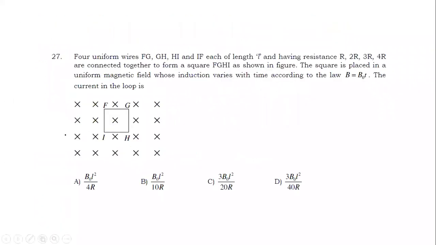Second question. The square loop is placed in a uniform magnetic field whose induction varies. So it's a time varying magnetic field. This is a fairly simple question. I need to find the current in the loop. Every time I'll focus on what is given in the loop, and the resistances are given as R, 2R, 3R, and 4R. So this is a fairly easy question, and this is how the loop is.